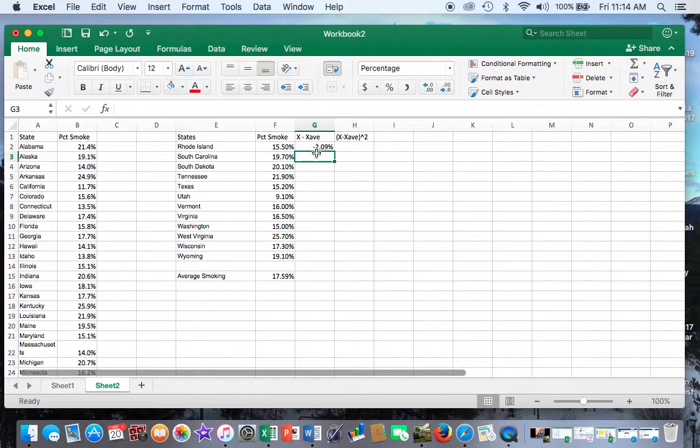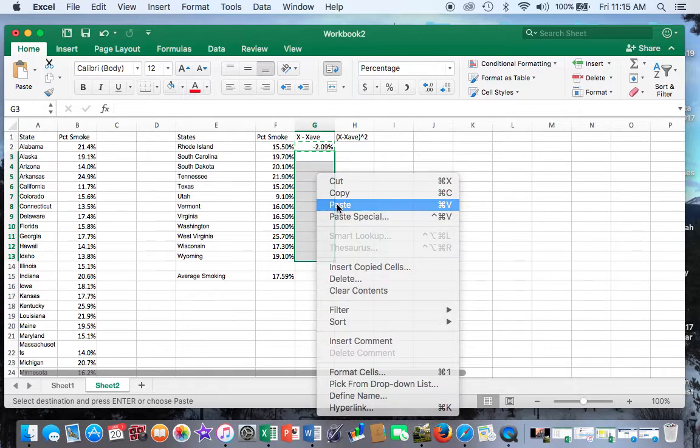And I see that for Rhode Island, 15.5% of people smoke, and that's 2.09% below the mean. Now I can just copy and paste that, and I'll have all of my numerator differences there. And so let's do paste.